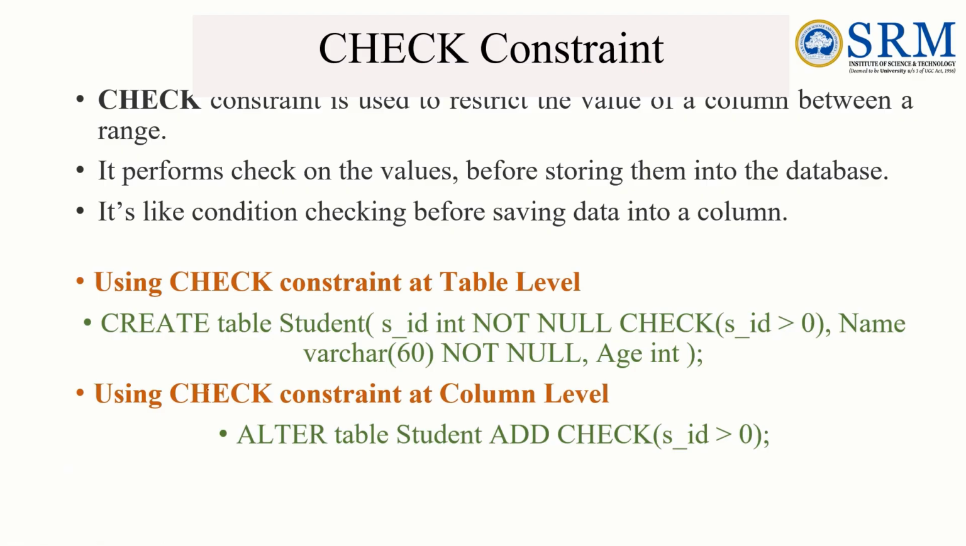Here, create table student, SID int not null check ID is greater than 0. That is, it should not be 0. Name varchar not null, age. So while entering values, if 0 occurs, it won't accept the value. It will show you a check constraint violation. Then again, at column level, you can use alter table student add check SID is greater than 0. In case you haven't added it in the creation of the table, you can go for a check constraint at the column level.